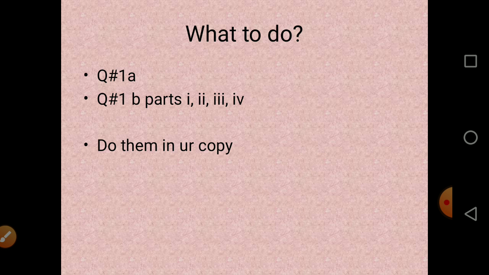What to do? You're going to do question number 1A and 1B, part 1, 2, 3, 4 in your copy.